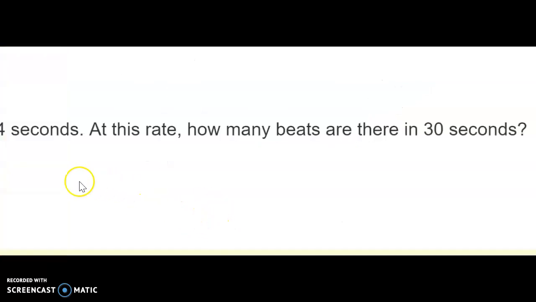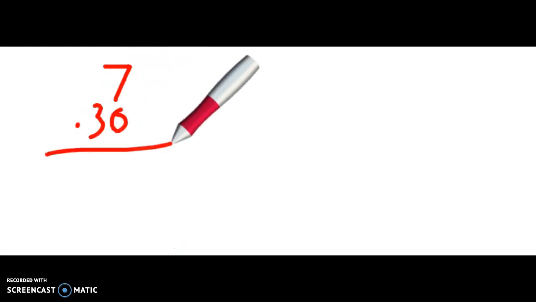So 7 is our unit rate. There are 7 beats in each second of the song. So now, how many beats are there if there are 30 seconds? We're just going to take our 7 and multiply it by the 30. So you take 7 times 30, and that will give you how many beats in 30 seconds.